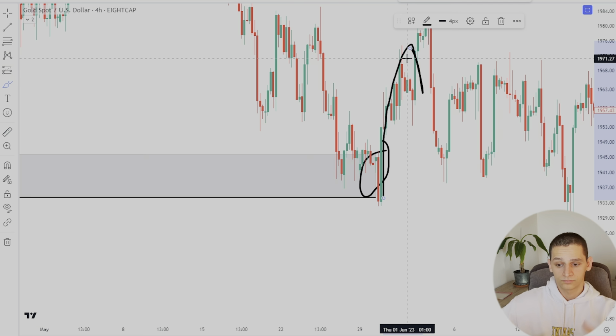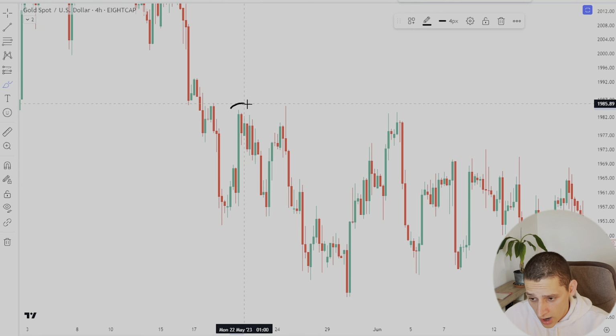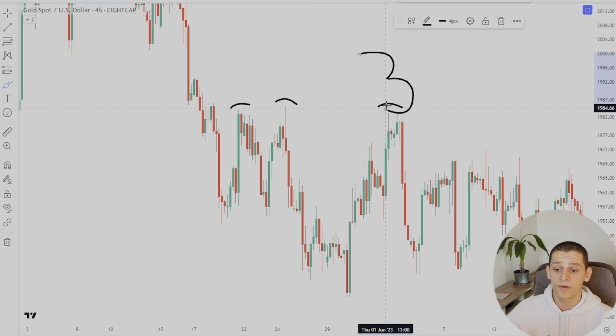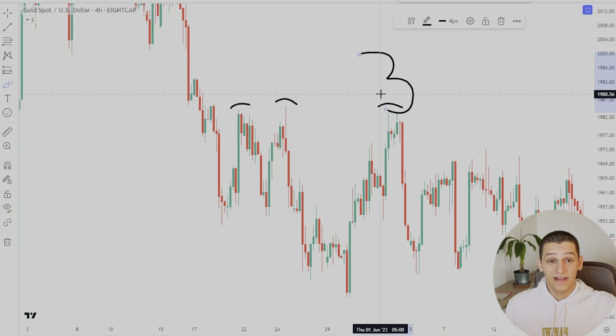Okay, so first it grabs the liquidity, no more orders, no more stop losses, and continues the trend: a high, then another high, then a high. This is a triple top. Every triple top is a target in the future, but now we are in a bearish trend, so when we turn from bearish into bullish, this triple top will be our target.